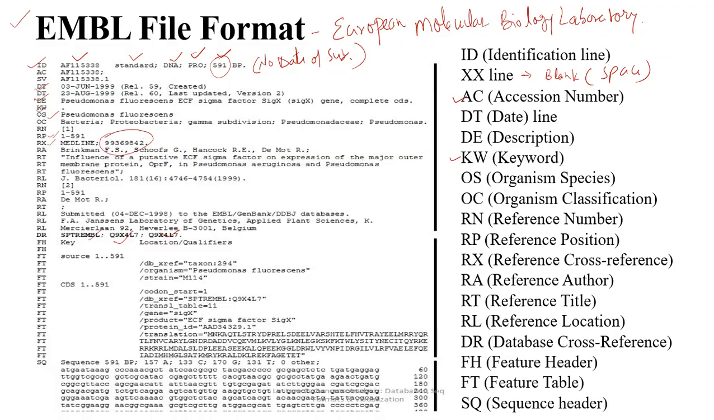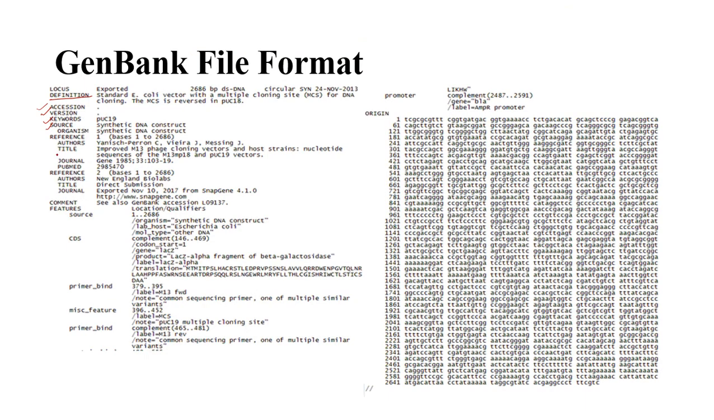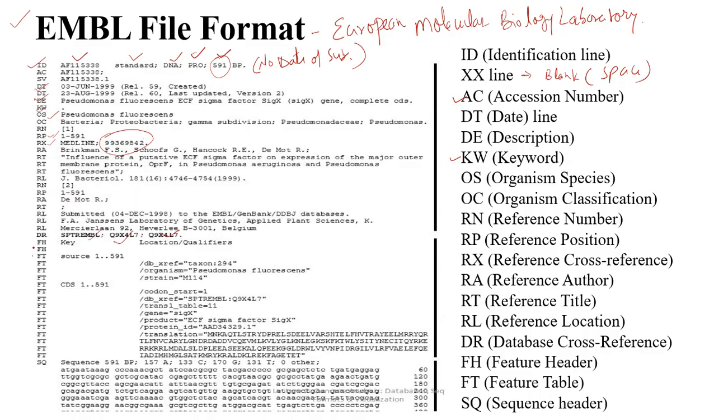FT is a feature. In GenBank it is mentioned as feature, but here it is FT. It also contains the CDS. Okay, so this is also a complete CDS, 1 to 591, starting from the first sequence to the last one. Okay, so it is translation table 11, and the information about the protein is mentioned over here. And SQ is the sequence.